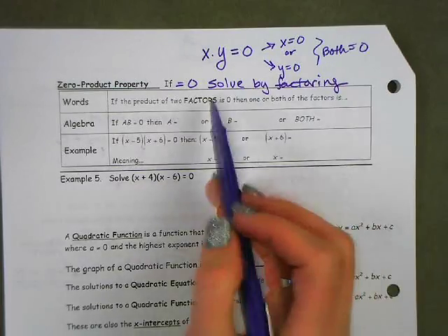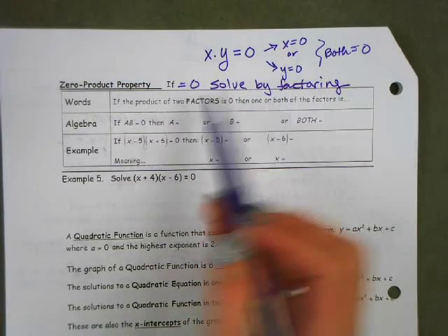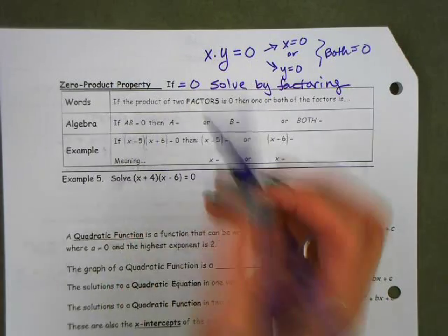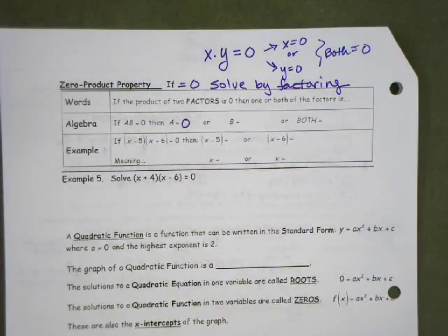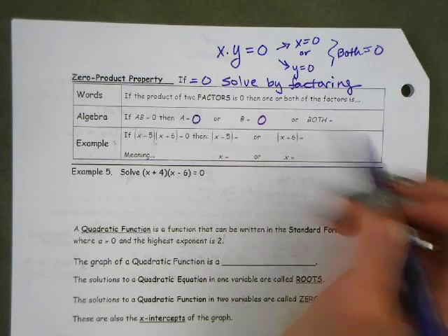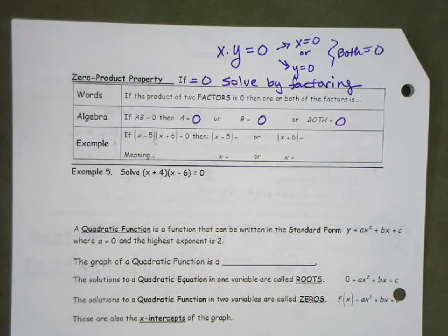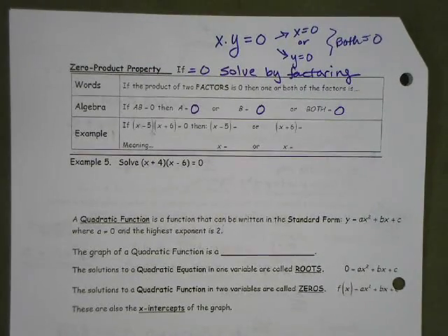Because if one of them equals 0, we know that one of them or both of them equal 0. So just like here, if A times B equals 0, then A could equal 0, or B could equal 0, or both can equal 0, right? Okay? So, again, for solving a quadratic, we're trying to find the two solutions that make that a true statement.